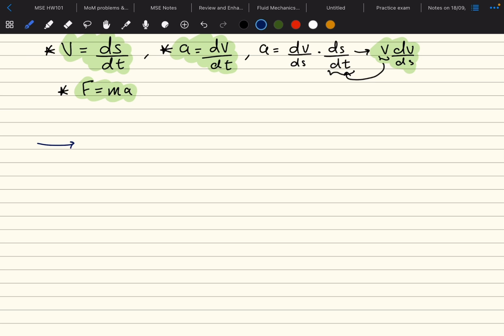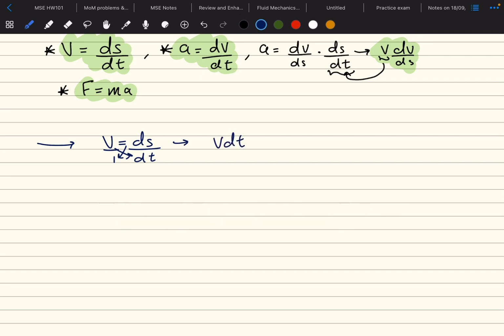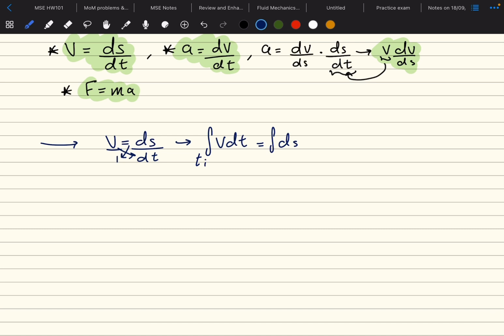So first, let's start with v = ds/dt. Let's cross multiply that, so v dt equals ds. Now take the integral, assuming the time goes from initial to final, and s from initial to final. Then it would be v delta t is equal to delta s. Let's hold on to this.